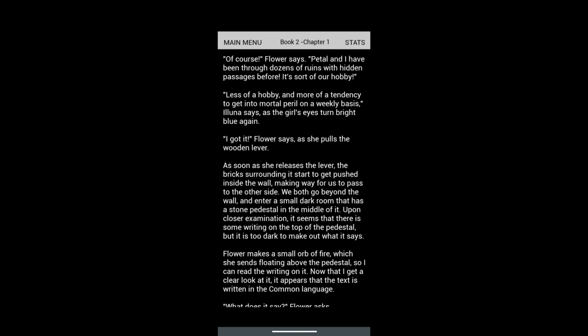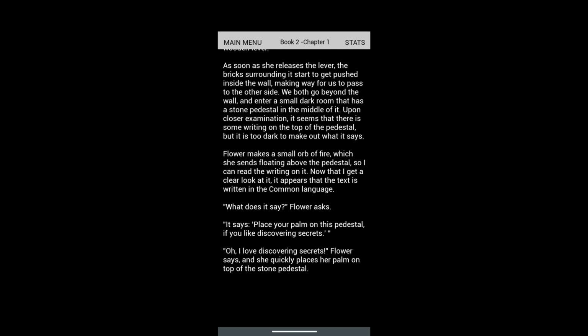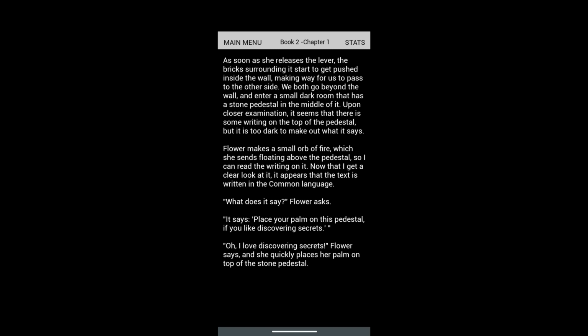Of course, Flower says, Petal and I have been through dozens of ruins with hidden passages before. It's sort of a hobby. Less of a hobby and more of a tendency to get into mortal peril on a weekly basis, Aluna says, as her eyes turn bright blue again. I got it, Flower says, as she pulls the wooden lever. As soon as she releases the lever, the brick surrounding it starts to get pushed inside the wall, making way for us to pass to the other side.